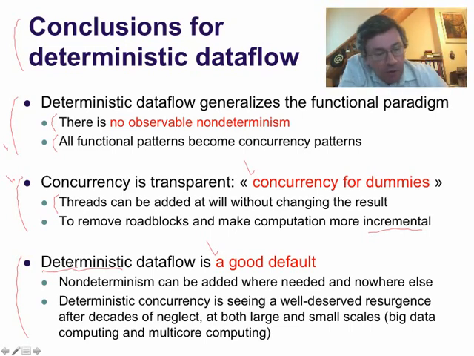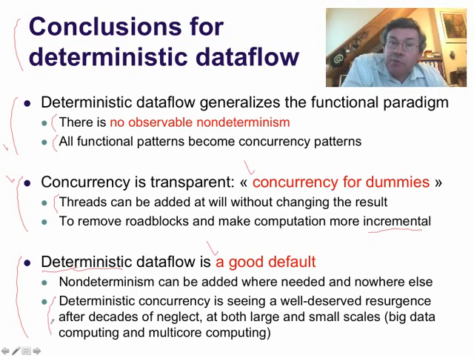Okay? So in this regard, deterministic concurrency is seeing a kind of resurgence now. It was neglected for several decades since it was invented in the 70s, but nowadays things are becoming much more parallel in the computing world at both large and small scales, cloud computing and multi-core. At both extremes, we are seeing a resurgence of deterministic forms of concurrency, and this is a very good development in my view.